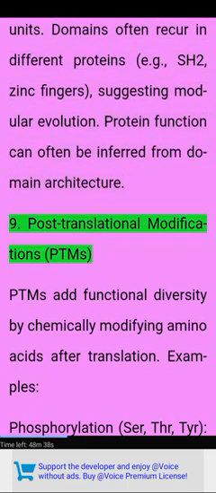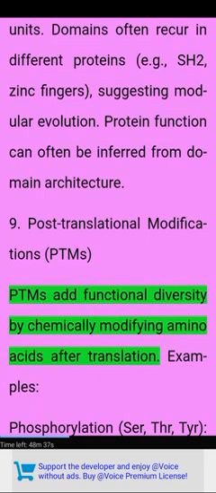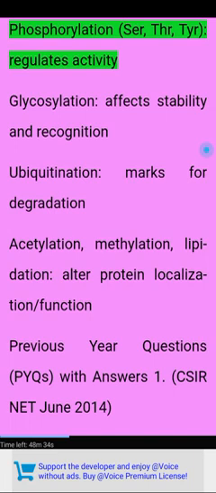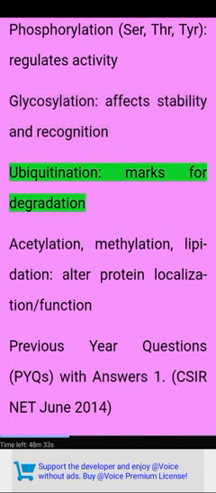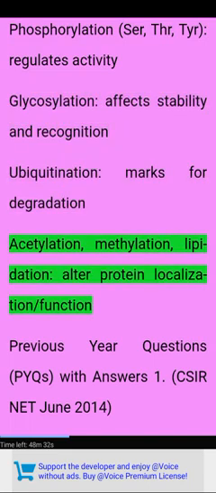9. Post-translational modifications, PTMs. PTMs add functional diversity by chemically modifying amino acids after translation. Examples. Phosphorylation of Ser, Thr, Tyr regulates activity. Glycosylation, affects stability and recognition. Ubiquitination, marks for degradation. Acetylation, methylation, lipidation, alter protein localization and function.